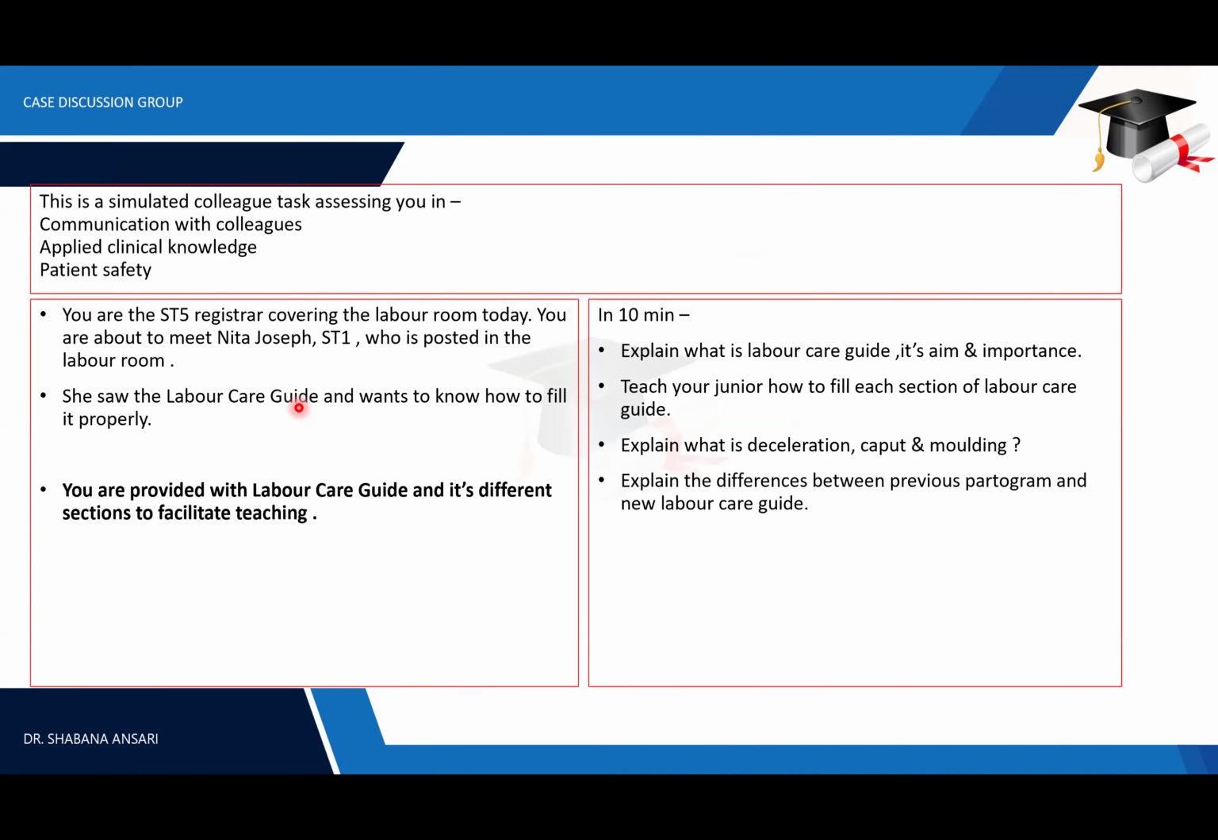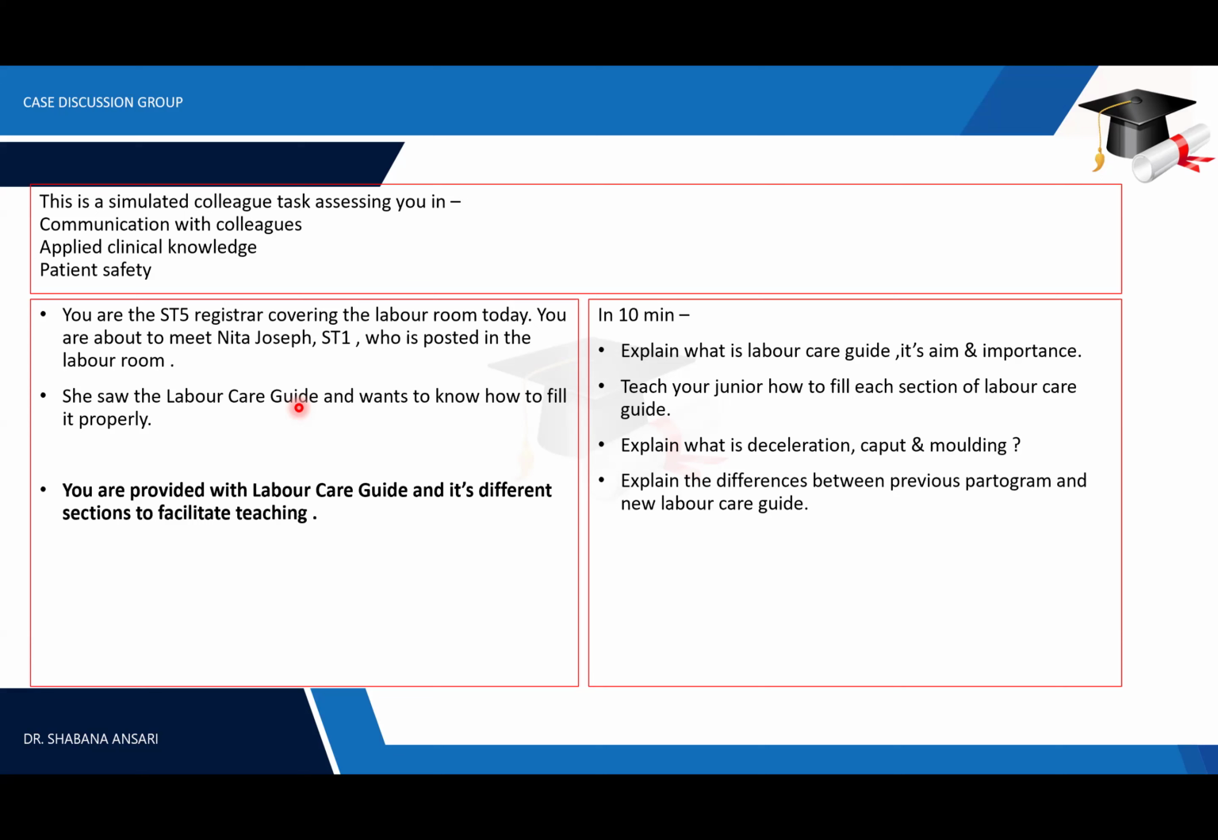That is really a very important topic. Like we were covering the labor ward, and it is very important to know how to feel and how to interpret. So, may I know specifically why you want to learn this today? Yes, because I'm covering the labor room.